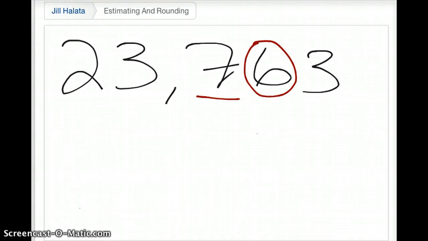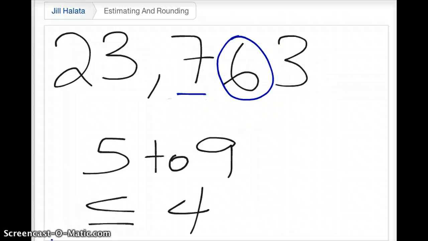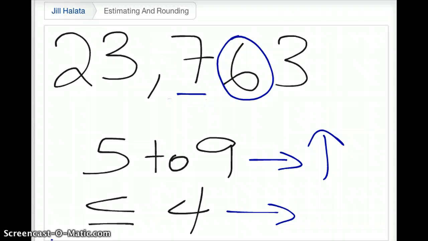This place is going to decide what we're going to do. Based on this digit, we're going to decide if we're going to change the number up by 1 or leave the place that we're rounding to where it is. So you look at it and say, if it's 5 to 9, then you're going to take the digit in the place that we're rounding to and make it go up to the next digit. If it's less than or equal to 4, then the digit we're rounding to is going to stay the same.